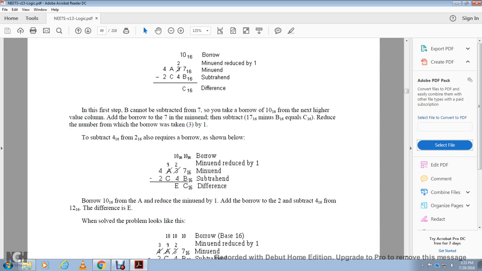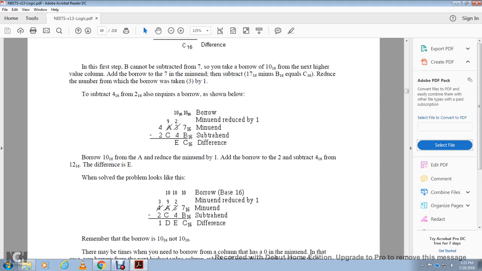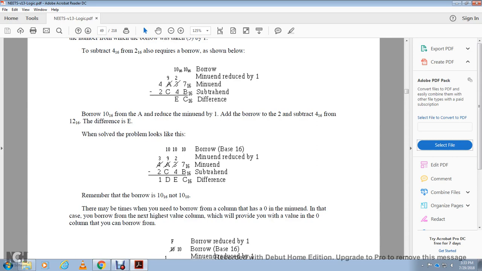All right, for 4A37, your next borrow would be 9, which would give you E, and then you'd have 1DE7 as the difference. Remember that the borrow is 10 to the decimal 16, not 10 to the 16th, not 10 to the 10th. There may be times when you need to borrow from a column with 0 in the minuend.